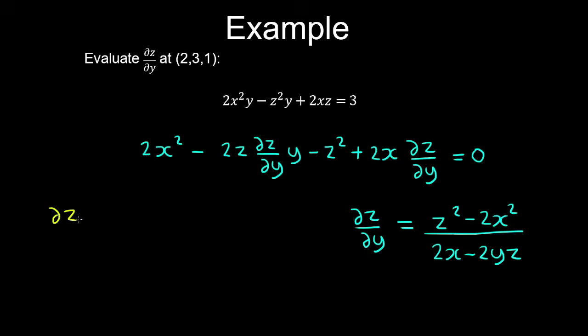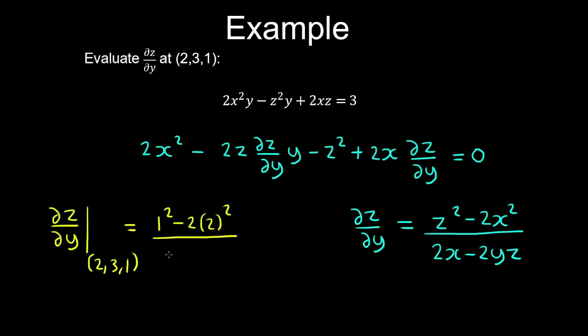And now we can evaluate the partial derivative at the point with coordinates 2, 3 and 1. So z is equal to 1, x is equal to 2, and that's divided by 2 minus 2 by y by z. So 1 minus 8 is negative 7, and 4 minus 6 is negative 2. So we get 7 on 2.